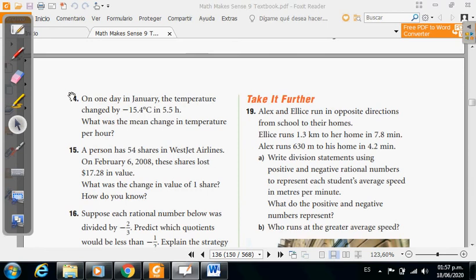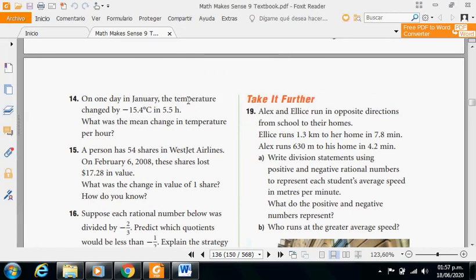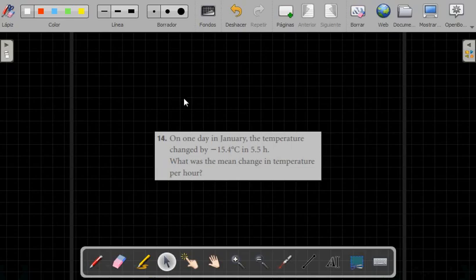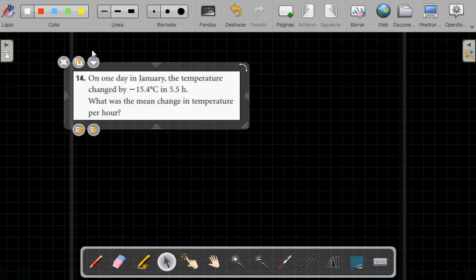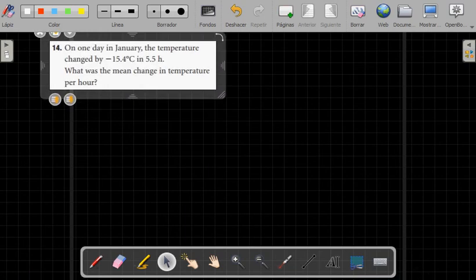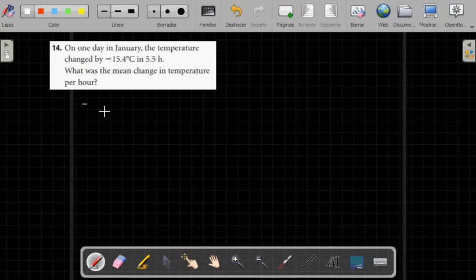Alright, let's take this exercise to our blackboard. And here we have it. So it's easy, what we have to do here is divide to see the mean change in temperature per hour. Para saber cuánto fue lo que disminuyó la temperatura por cada hora, lo que hay que hacer es dividir entre las 5.5 horas. So let's try to make that division.